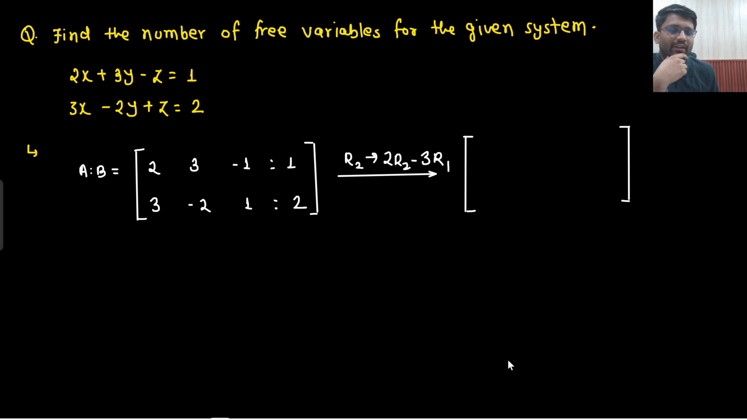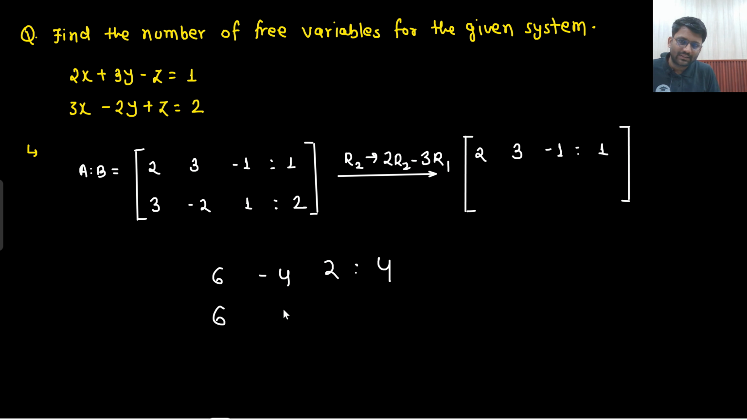Nature of solution also you need to tell. Will there be infinite solutions or anything like this? Okay. So 3, 2, 3, minus 1 and 1. Multiply with 2, this will be 6, minus 4, 2 and 4. Then multiply with 3, this will be 6, 9, minus 3 and 3. And you need to subtract. 6 minus 6 will be 0. And minus 13. This will be 5. And this will be 1.